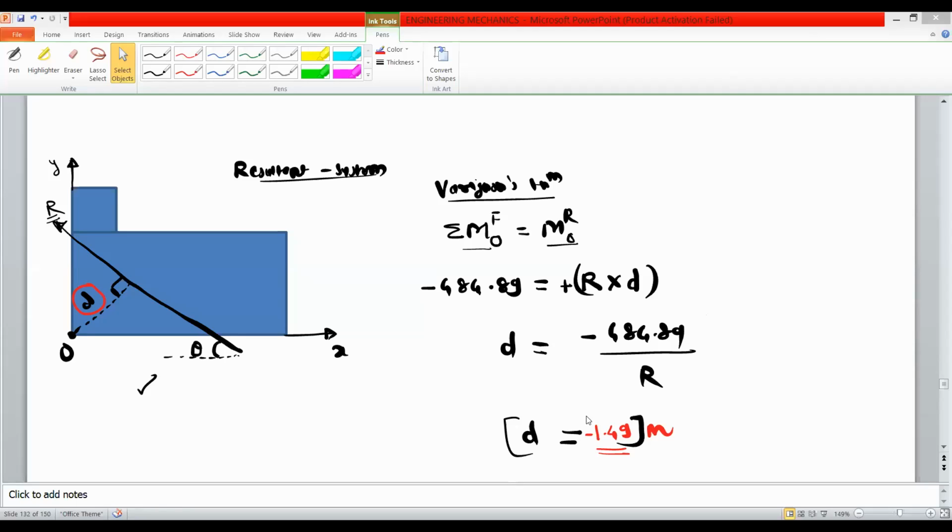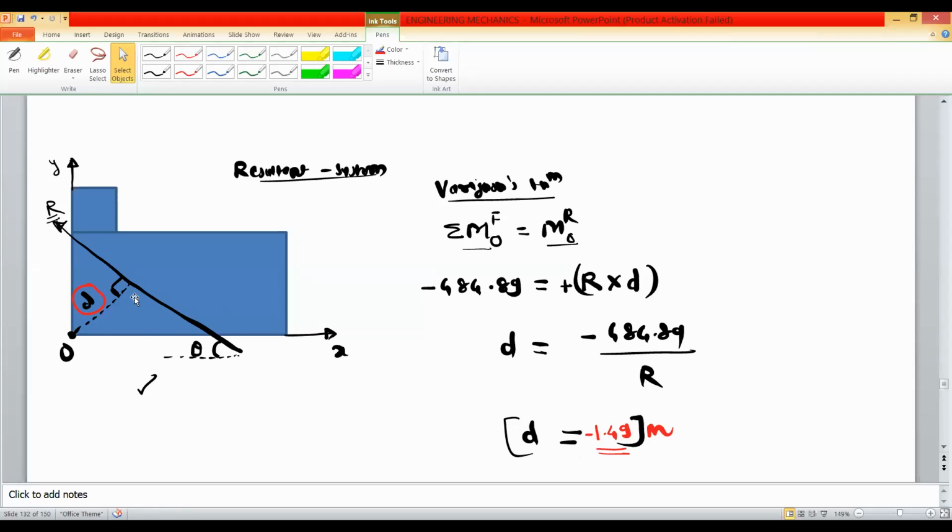So distance d is equal to minus 484.89 divided by R. So d is equal to minus 1.49. Okay. So this 1.49 is the magnitude of the distance from the point O. The negative sign indicates the resultant is actually acting on the left side of the origin. We have assumed the resultant is acting on the right side, but our assumption is wrong. And the negative sign indicates that the resultant is acting on the left side.